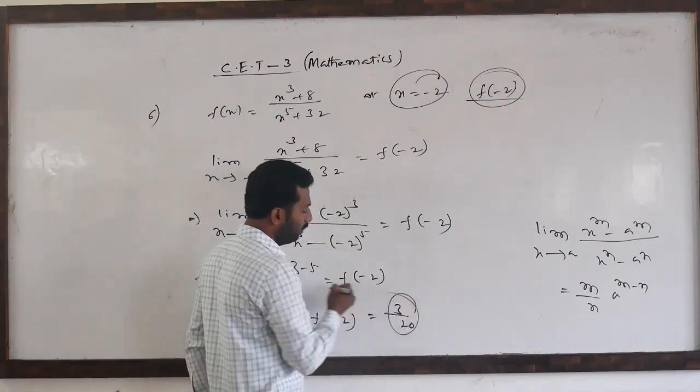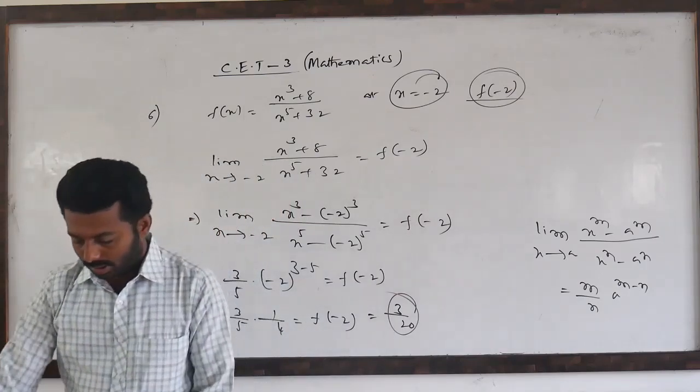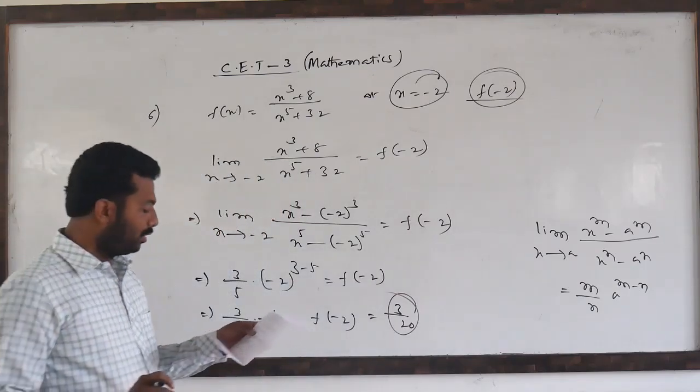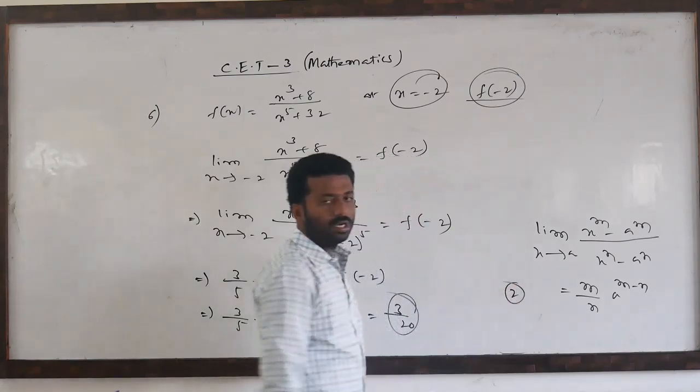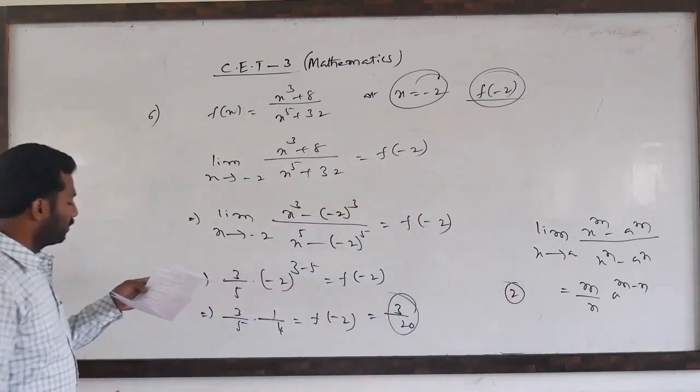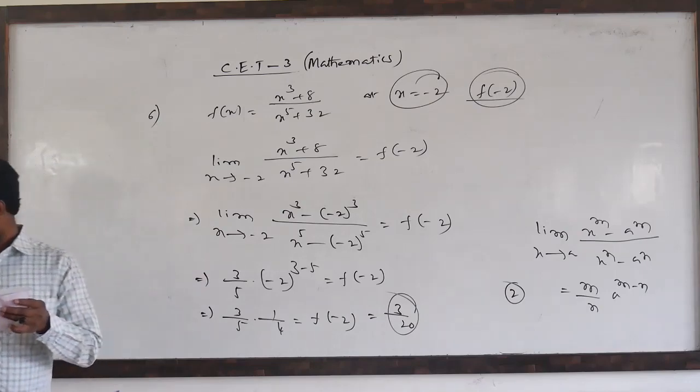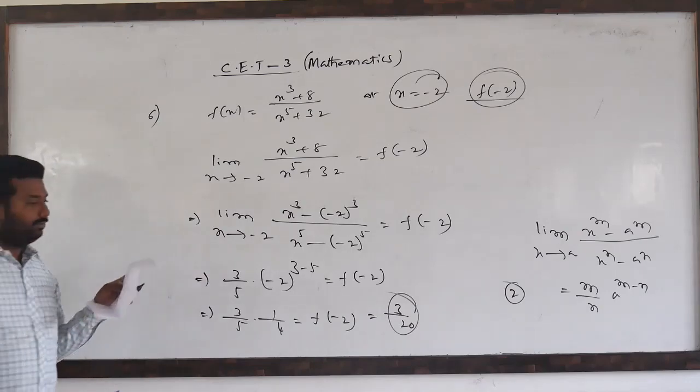3 divided by 20. Which one is the correct option? 3 by 20 is the second option. Next, question number 7.